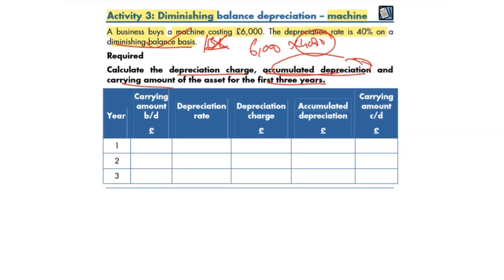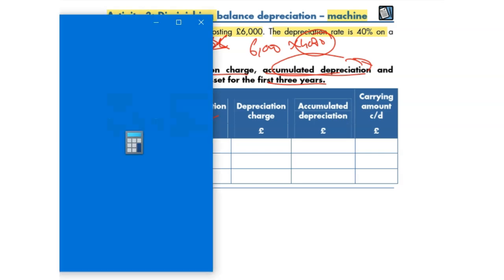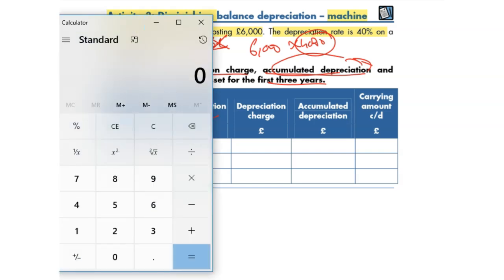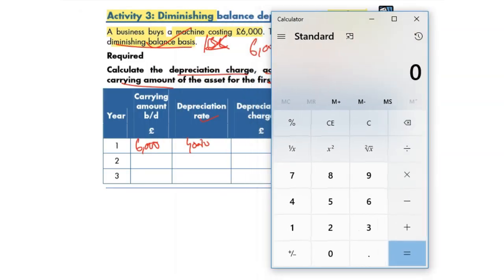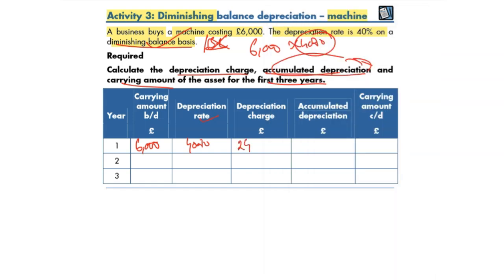Carrying amount in the first year is 6,000. Cost and carrying amount are the same thing. 40% is the rate, that's the rate column. Depreciation charge, how much is the charge? Let's take our calculator out. 6,000 times 40%. Got 2,400. Let's write it down here. 2,400, that's my depreciation charge.